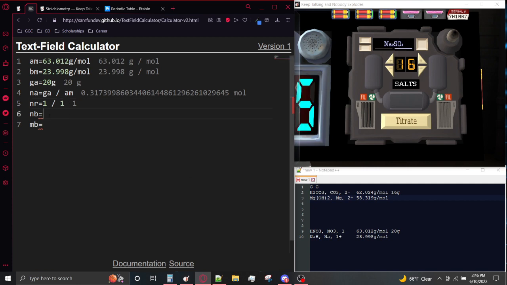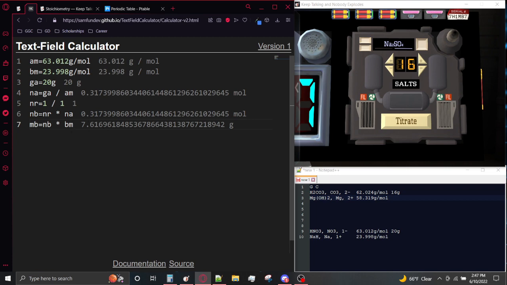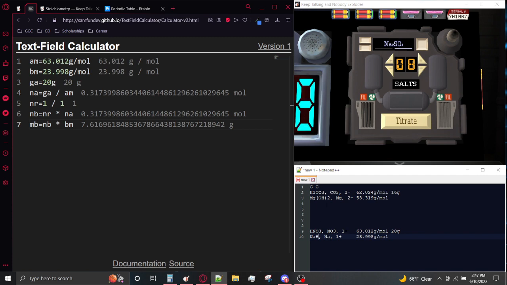To get the moles of our base, we're going to take the molar ratio and multiply it by the moles of the acid. And to get the mass of the base, we're going to take the moles of the base and multiply it by the molar mass, which gives us this. So this is the number of grams that we have. 7 rounded up is 8. Our base is NaH. Oop, we're on salt still.